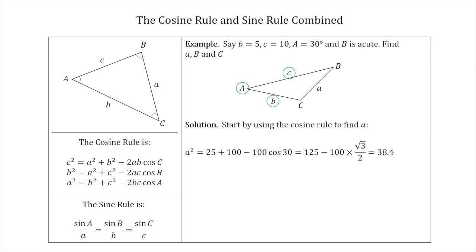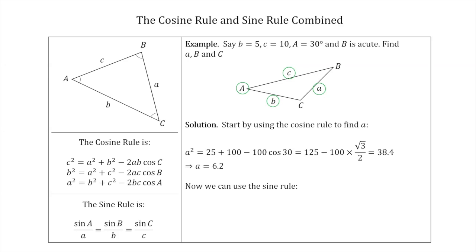So a squared is 38.4, so we take the square root of 38.4 to get a, and that's 6.2. So we can now label on the diagram that a is 6.2, so we're going to circle a to say we've also found that. We just need to find the angles C and B. So now we do have a pair of angle and opposite side. We've got that uppercase A is 30 degrees and the opposite side length is 6.2, so we can plug that into the sine rule. So we now use the sine rule.